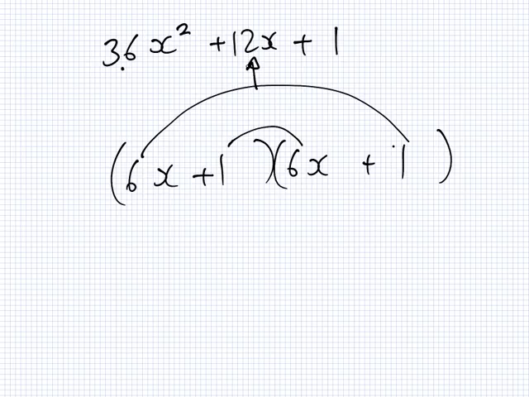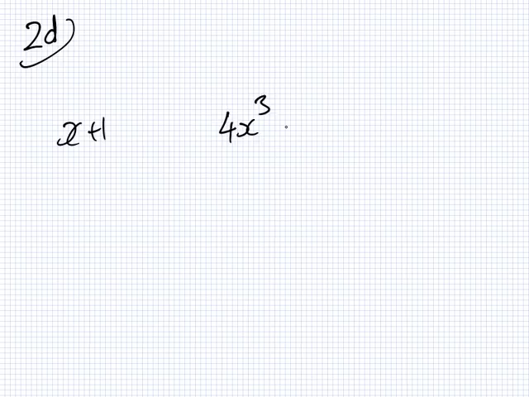2D. In each case, state if the given linear term is a factor of the given cubic. Is it a factor or not? And x plus 1. Okay, we'll have a look at that one. If you look at long division, we'll have 2d. So what's the linear part? X plus 1. And the cubic? 4x cubed plus 13x squared plus 14x plus 5.